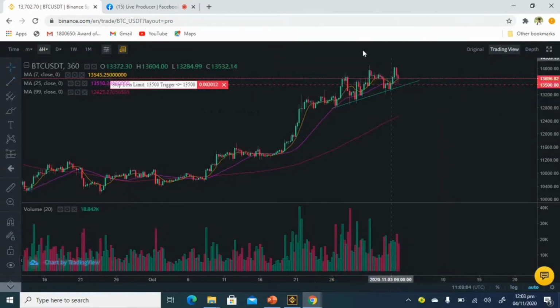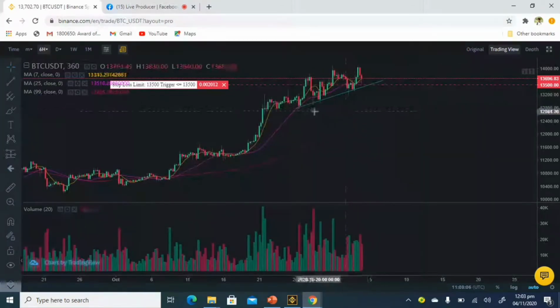So you discover that along this line, whenever Bitcoin tends to reach towards this line, it bounces back. It bounces back. So this is just a trend line showing you an upward movement. So we call this an uptrend. Okay, this is an uptrend line.